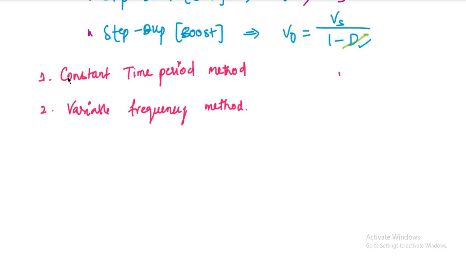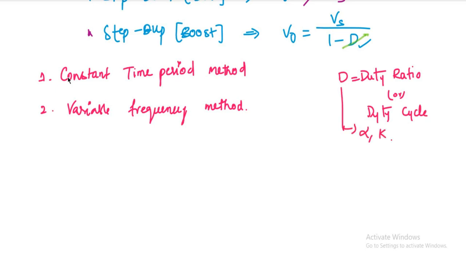So this D is the ultimate duty ratio, or it can also be called duty cycle. Some of the textbooks will indicate this D as alpha or K. All are the same, T on by total time period. So let us see how we can change the value of D using the constant time period method.